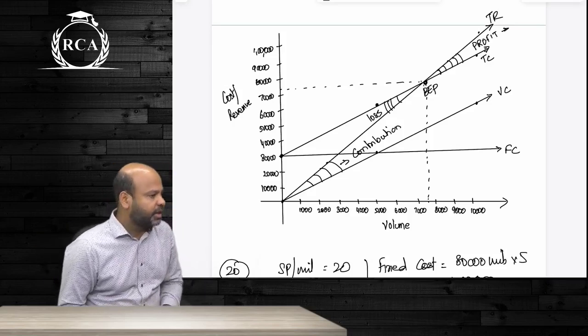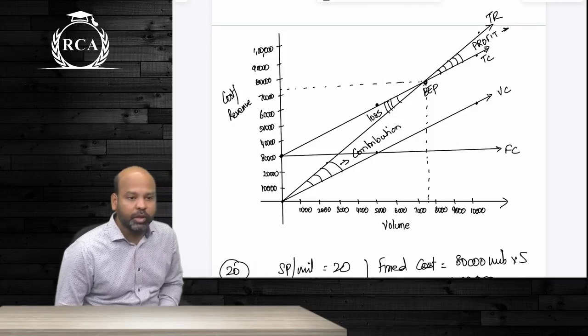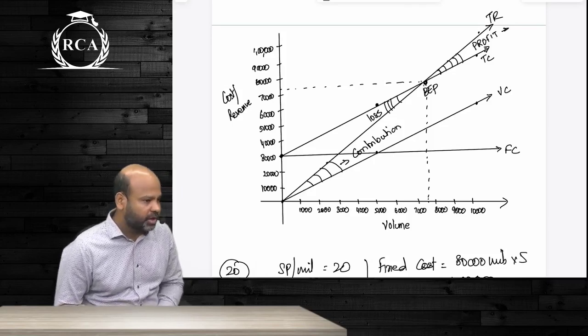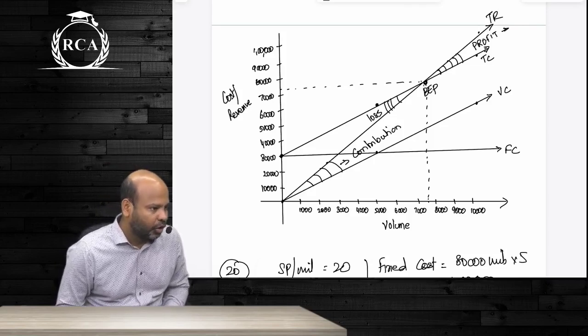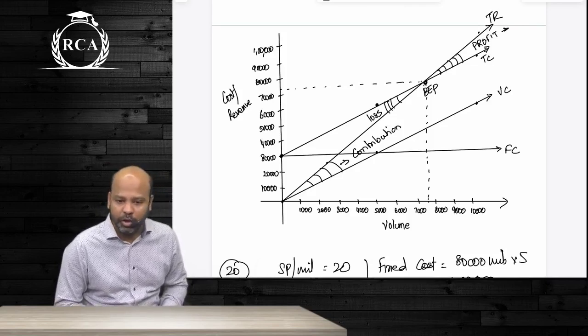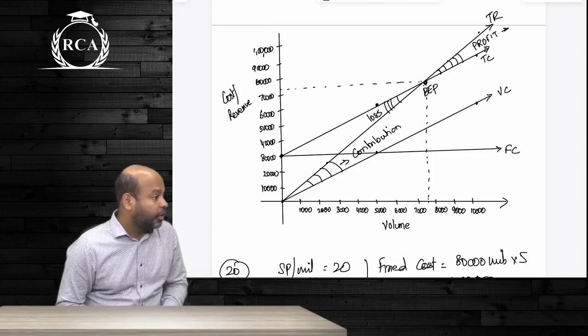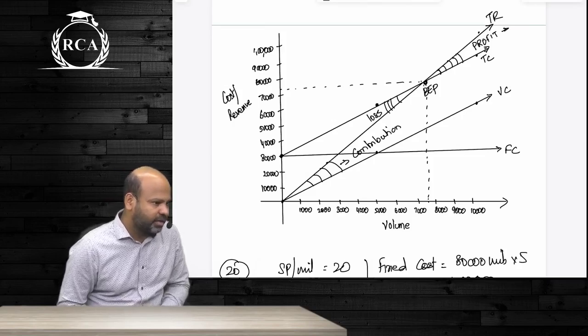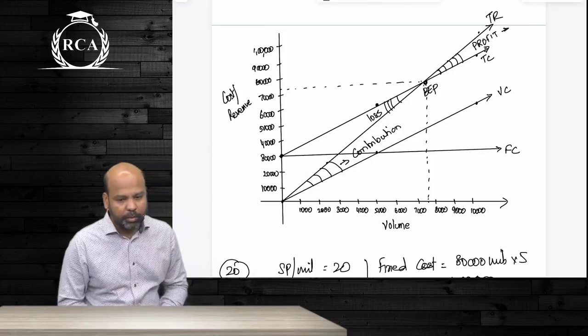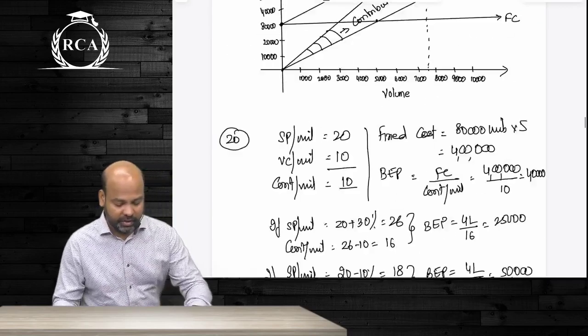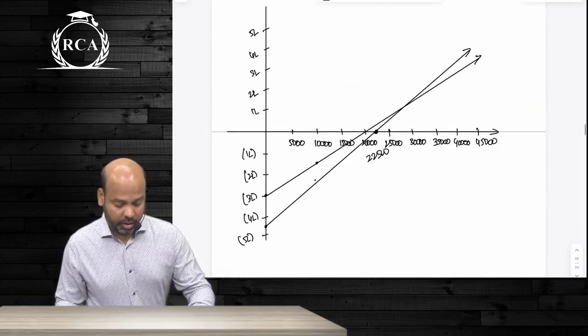After that, guys, I also did profit volume graph. In a profit volume graph, you will only plot profits and volume. There will be volume on x-axis, there will be profit on y-axis. Because profits can be negative, your y-axis will extend to the negative zone also. The point where this line cuts the x-axis itself will become your break-even point.